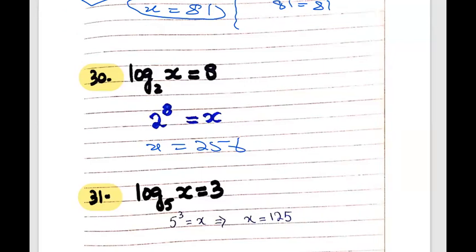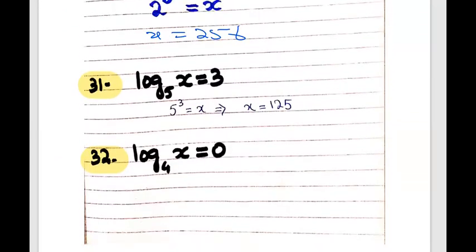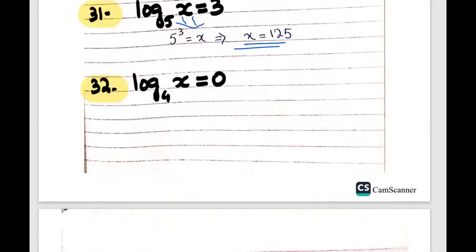Okay, now we solve the next question. 5 raised to power 3 is equal to x. We just convert it into exponential form. So we find x, which is 125. Okay, now we can solve question 32. We convert it in order to get the value of x. We'll convert this into exponential form, which is 5 raised to power 0 equal to x, and 4 raised to power 0 is 1. So x is 1.